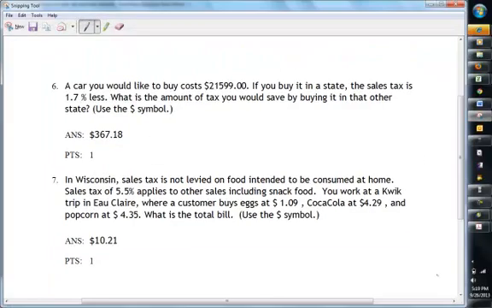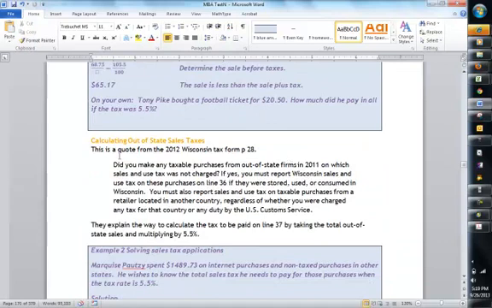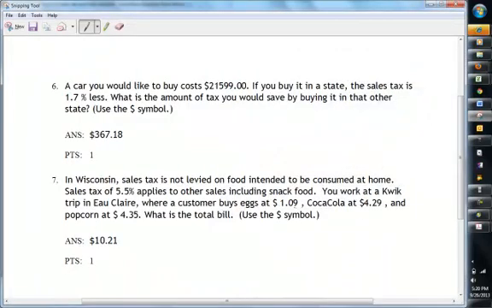Now, one of the rules that's true in Wisconsin, I'm going to show you in your book here. If you make purchases from an out-of-state firm on which sales and use tax was not charged, you must report Wisconsin sales and use tax on line 36. You must also report sales and use tax on taxable purchases from a retailer located in another country, regardless of whether you were charged any tax for that country. And the way you do it is you have to go by the total amount of tax that you should have paid if you bought it in Wisconsin.